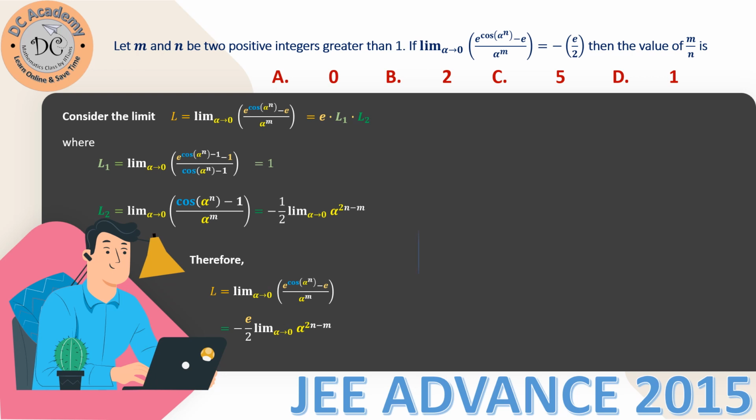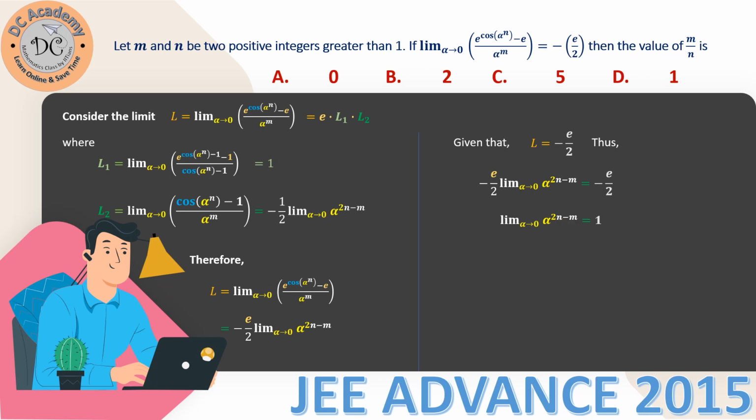So with the given condition, it can be easily seen that limit alpha tends to 0 of alpha to the power 2n minus m is equal to 1. Now here we need to find the value of m by n. Whatever value of 2n minus m I put, 5, 6, 7, 8, anything, that will be alpha to some power, so it will obviously be 0.